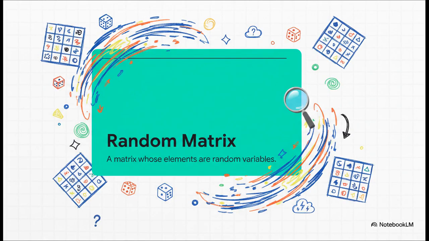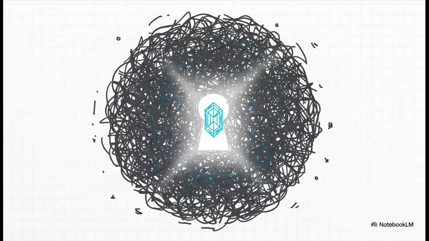Okay, so to be super clear, a random matrix is exactly what it sounds like. It's a grid, a matrix, where every single entry is a random variable. The whole thing is built on chance. It's like a snapshot of randomness. Because, and this is the amazing part, hidden deep inside all of that apparent randomness, there's a secret. There's this unbelievable amount of structure and order. And to find it, we have to look at something that's kind of like the matrix's hidden DNA.